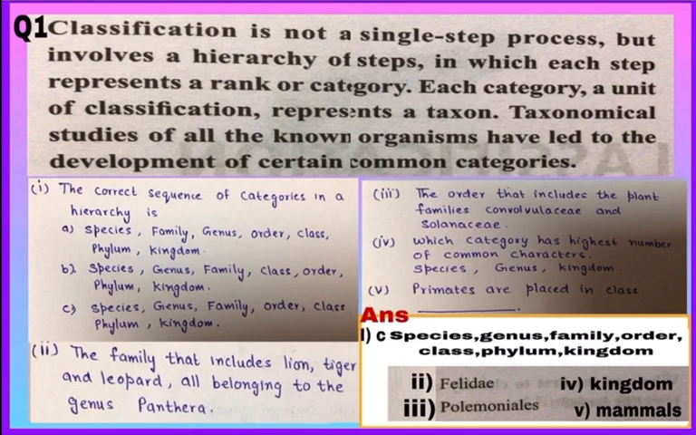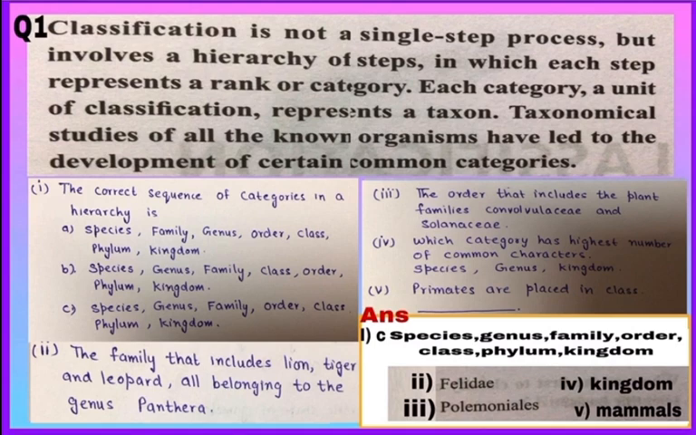Now read the paragraph. Classification कोई single step process नहीं है. It involves hierarchy of steps, जिसमें हर step एक rank और category को represent करता है. Each category, a unit of classification, represent a taxon. Taxonomical studies led to development of certain common categories. Now, answer first part of the question.